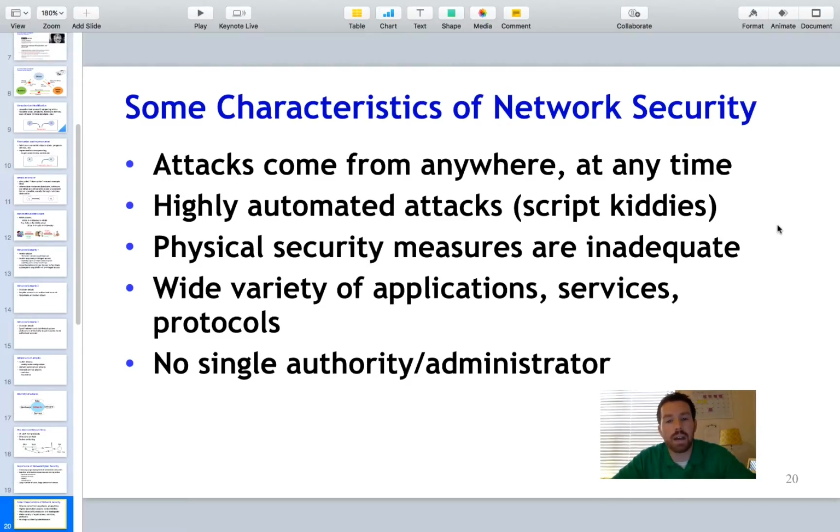So there's a wide variety of applications and services and protocols out there that can be vulnerable when it comes to network security. If there's no single authority administrator, again, having a lot of people with a lot of administrative access, least privilege needs to be so important when it comes to network security.